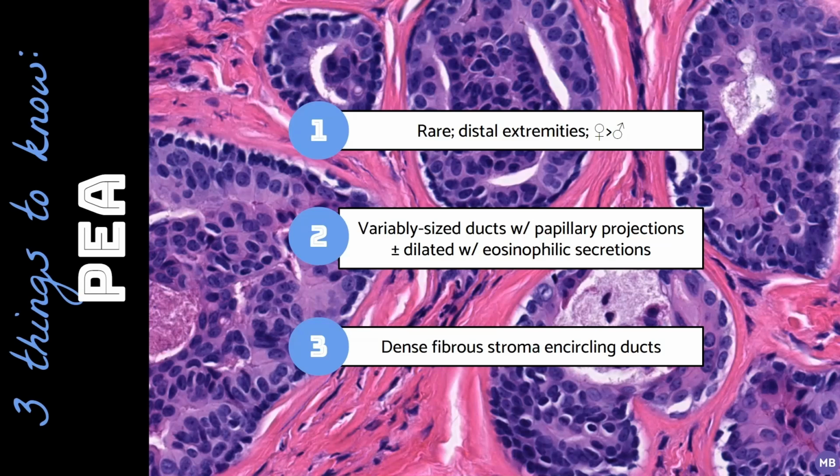The final diagnostic consideration is a metastatic adenocarcinoma, which will have typical features of malignancy such as infiltrative growth, nuclear atypia, pleomorphism, and mitotic activity. In these cases, a complete clinical history is also helpful.